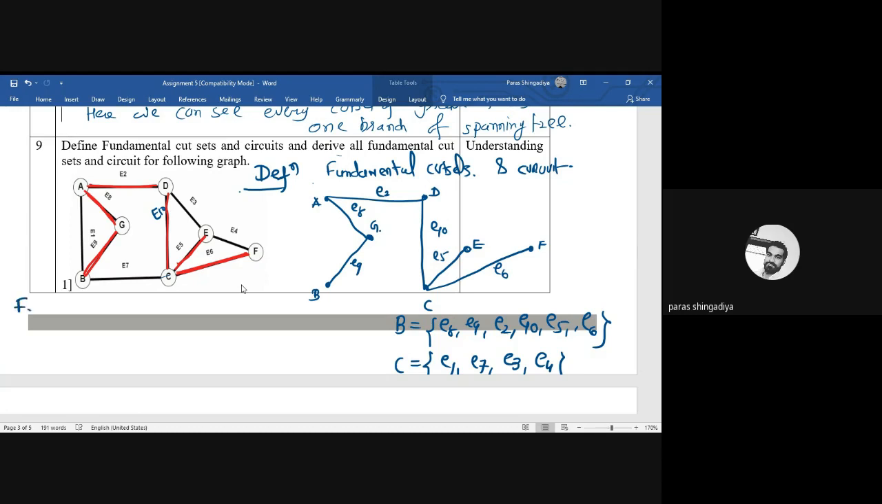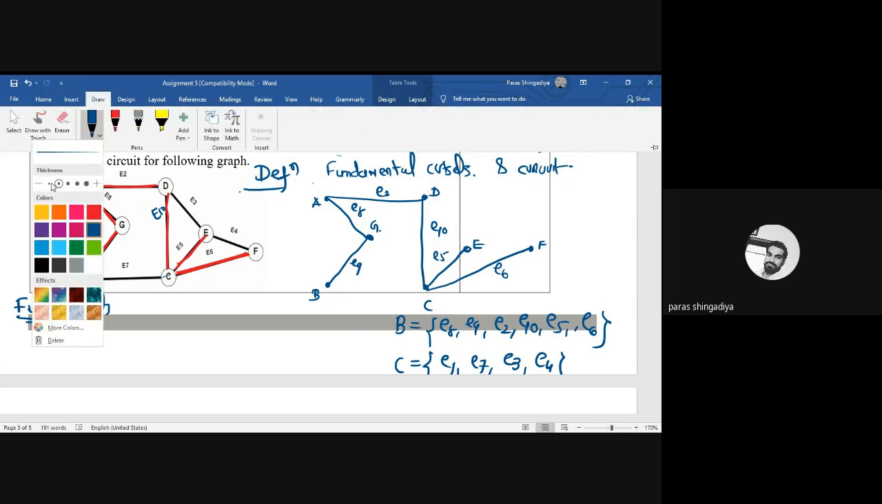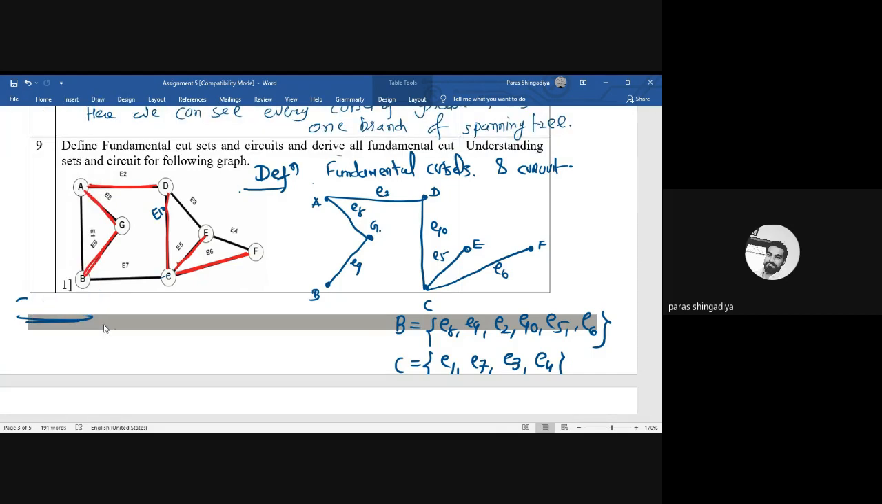Now let us find the fundamental cut set. Okay, first example. What is the definition? We consider such a cut set which involves only a single branch and the rest of the edges should be chords. Okay, only one branch should remain, and everything else should be chord.